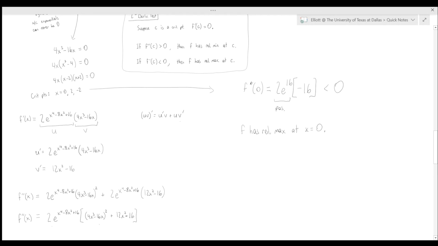And if they ask you for the value of the relative maximum, to get the value of it, you want to plug your x value into the original function. So let's see here. What was the original function? I'll write it up here for reference. So f of x, the original, was 2e to the x to the fourth minus 8x squared plus 16. Okay, so if we plug in 0 for x, we're going to get 2e to the 16.